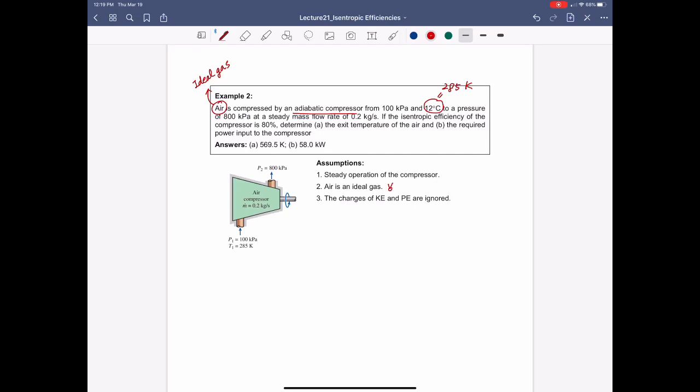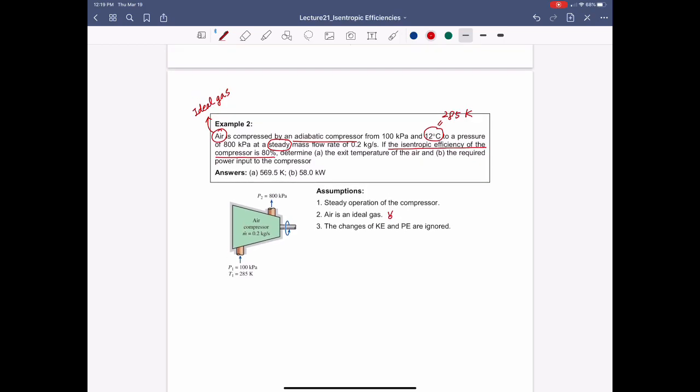And steady state, here we go. And the mass flow rate is 0.2 kilogram per second. And another given condition from this statement is the isentropic efficiency of the compressor is 80%. So from these given conditions, now can you calculate the exit temperature of the air and the required power input to the compressor?